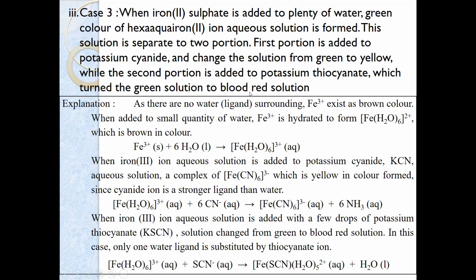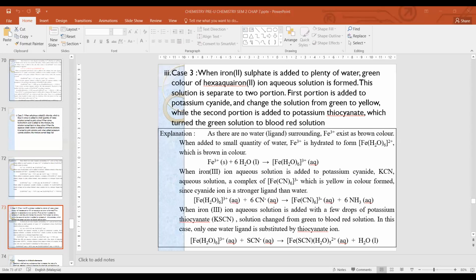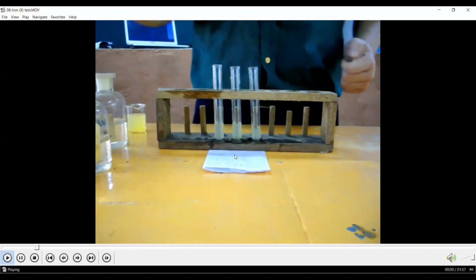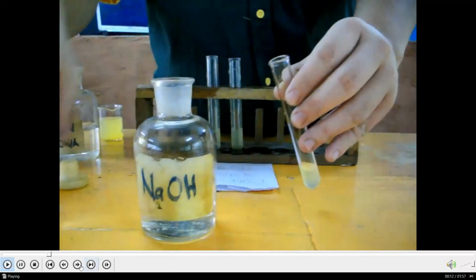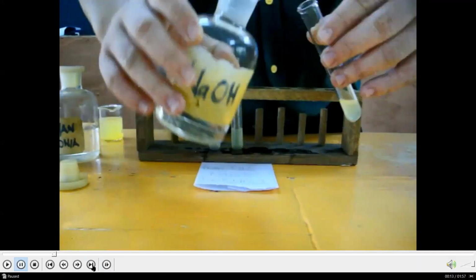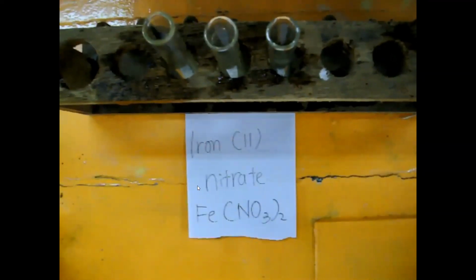Okay, so I show you the photo. Because this one I don't have a video. I tried to find, but I cannot find the video. So I can just show you the color only. Okay, so this is the iron 2 aqueous solution, green in color. Then this one is iron.